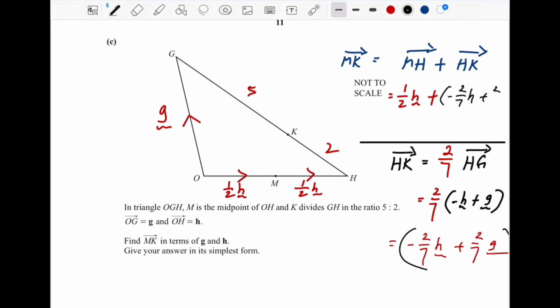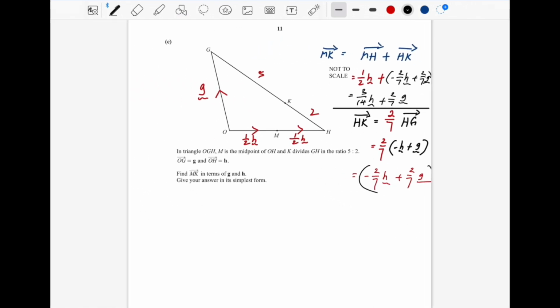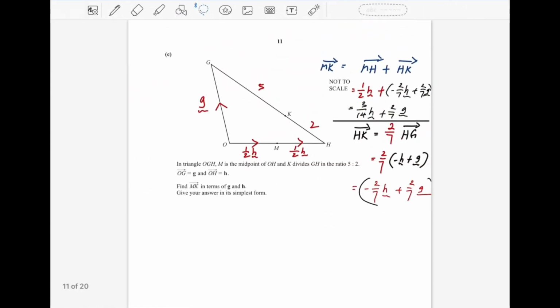And then you collect the like terms. Okay, it's either G or H. We can collect the H. So 1/2 minus 2/7, what do we have? 3/14. 3/14 H plus 2/7 G. This is the final answer. Okay, so this should be your final answer.